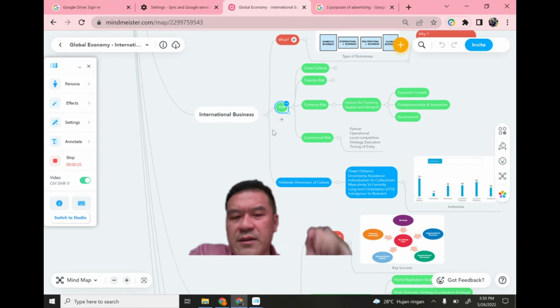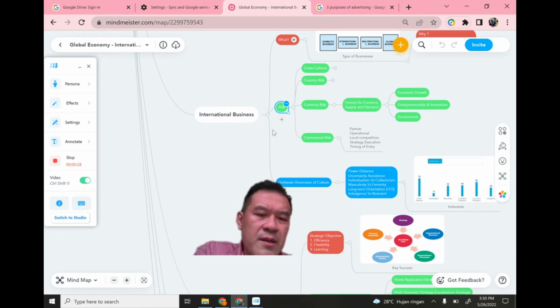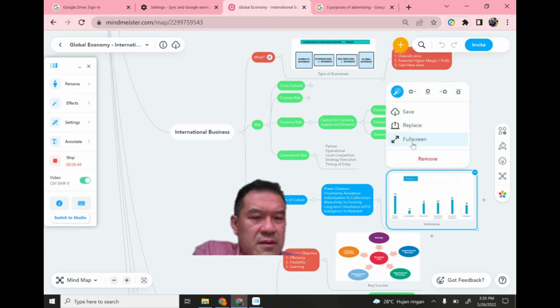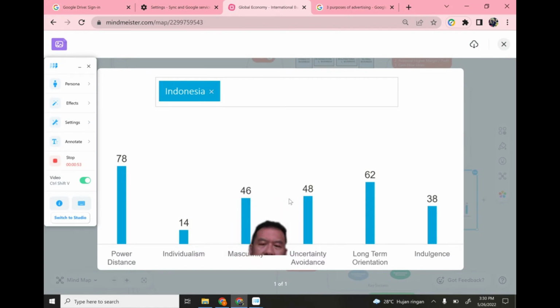In this course, we also look at Hofstede's dimensions of culture. Hofstede is a Dutch scientist, and he measures culture based on the following factors: power distance, uncertainty avoidance, individualism, masculinity versus femininity, long-term orientation, and indulgence versus restraint. Just to give a glimpse of what Indonesia is, we have 78 in power distance, 14 in individualism, 46 in masculinity, 48 in uncertainty avoidance, 62 in long-term orientation, and 38 in indulgence.